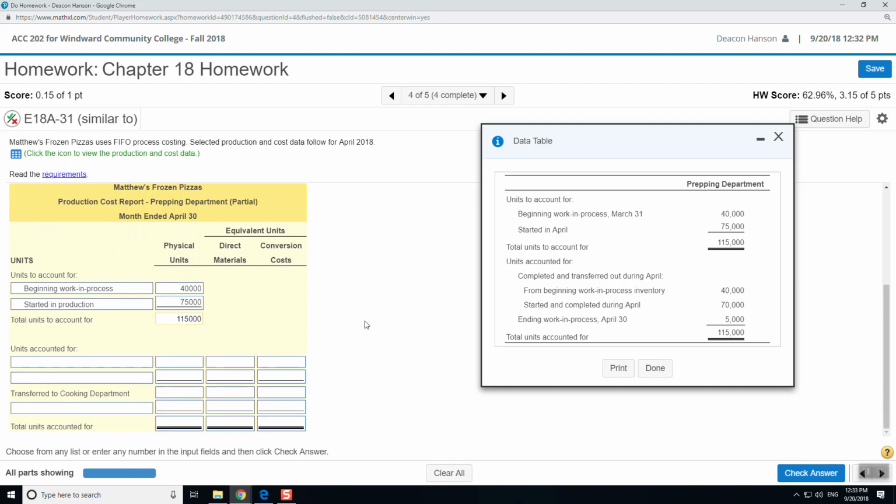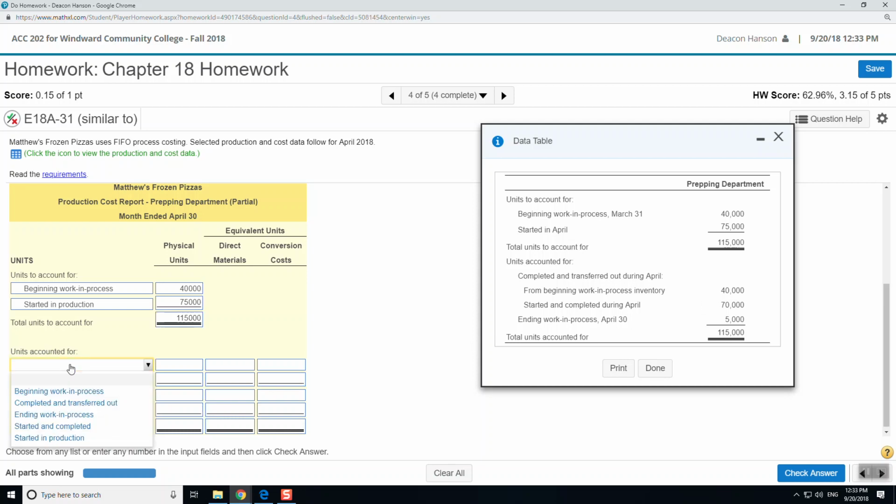Okay, now it gets a little different, right? When you account for the units, there's an extra line item, and they have a separate line item for the stuff that was in beginning work in process and transferred out. Okay, so that's that 40 here. So we're going to say beginning work in process. Okay. And then we got completed and transferred out. And then we have ending work in process. Okay. So they broke it up. They didn't just use one line item called completed and transferred out.